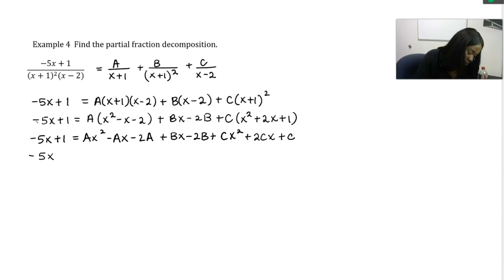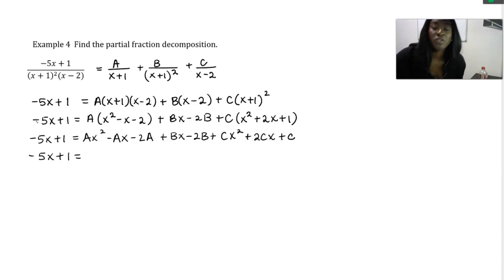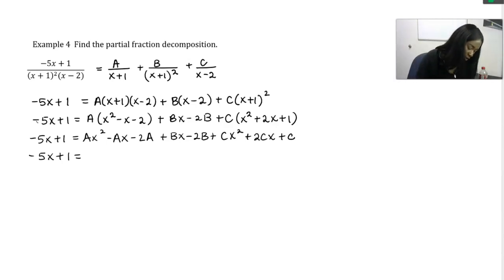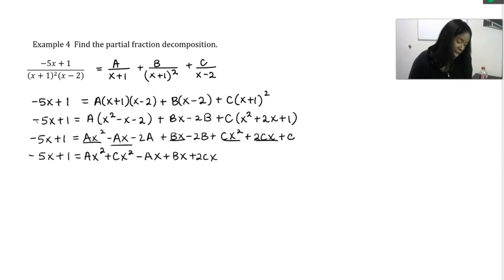At this point, I'm going to begin to rearrange my terms so that all my x squared terms are together and my x terms are together and so on and so forth. So I have an Ax squared plus Cx squared. Those are my two x squared terms. And then for my x's, I have a negative Ax, a positive Bx, and a positive 2Cx. Those are all the terms that had x's in them. And then for the terms that have no variable, there's a negative 2A, a negative 2B, and a C.